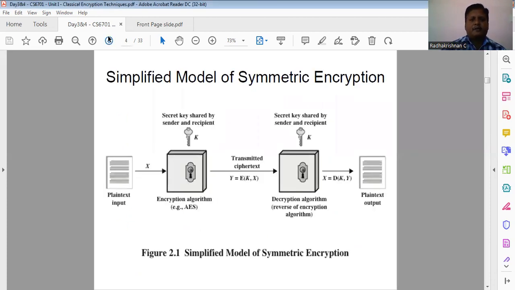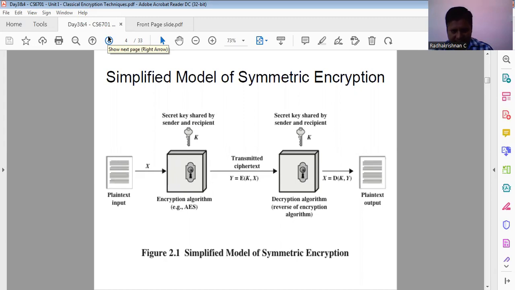Next, the simplified model of symmetric encryption. How will symmetric encryption be carried out? Your original message is given to the encryption algorithm. The encryption algorithm takes two inputs: one is your plain text, and another is the secret key shared by sender and receiver. The shared secret key is used in the encryption process.